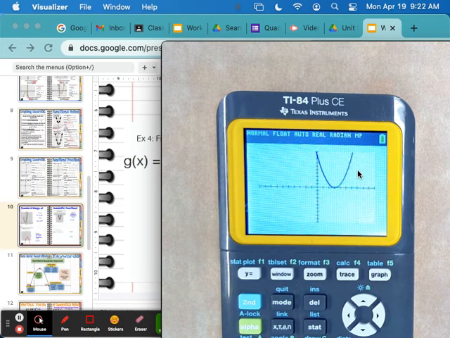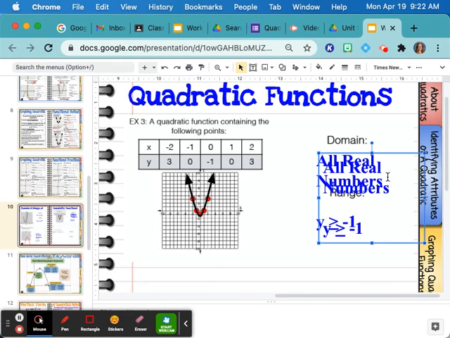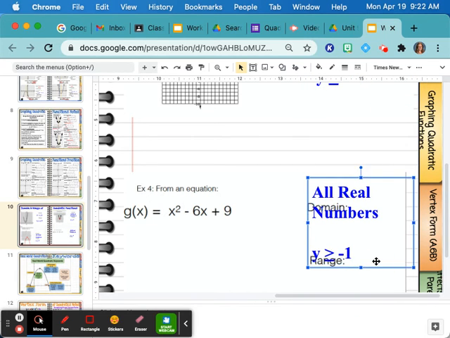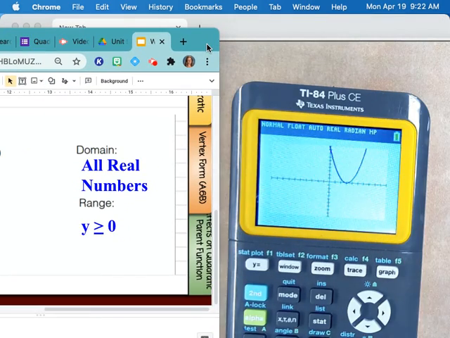So what do we know about our X's? All real numbers. I'm going to copy and paste this text box down here. I'm being resourceful or lazy, whichever one you want to call it. And then what about the range? Y is greater than or equal to what's the lowest? What'd you say? It's greater than or equal to zero. Yeah, y is greater than or equal to zero. Because the lowest it goes is zero.